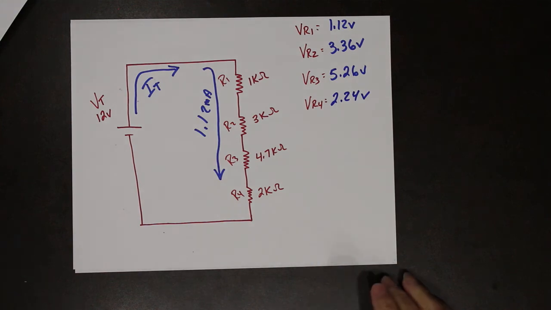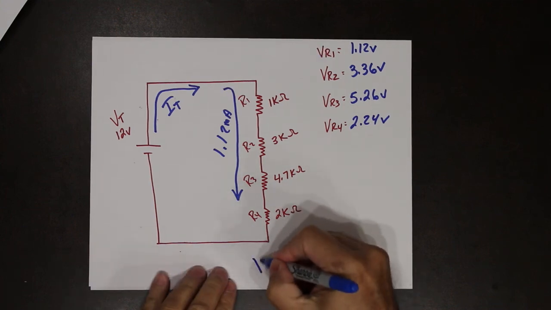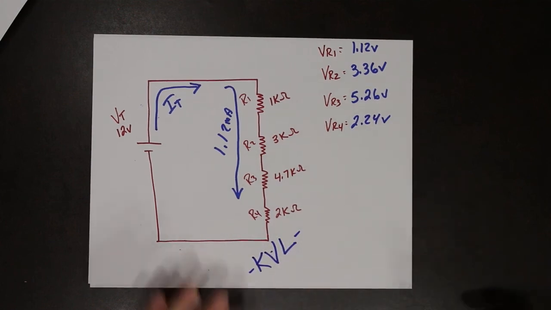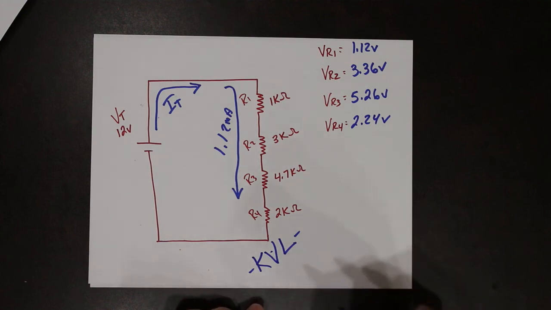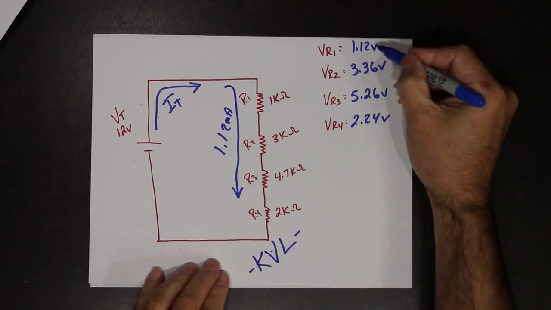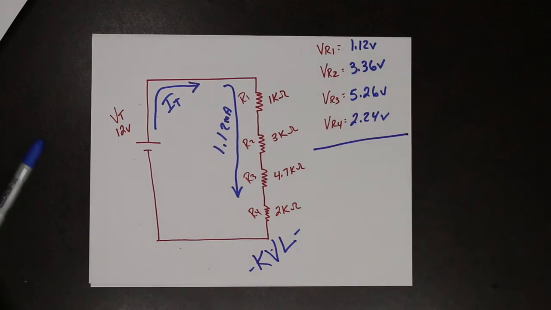All right. Did you get those values? I hope you did. The question becomes, how do you know those values are right? And not just because I did them. How do you know that your values are right? Well, if you go back again to Kirchhoff's voltage law for a series circuit, it states that all of the individual voltages must add up to the total. So we have all of the individual voltages. Let's add them up.